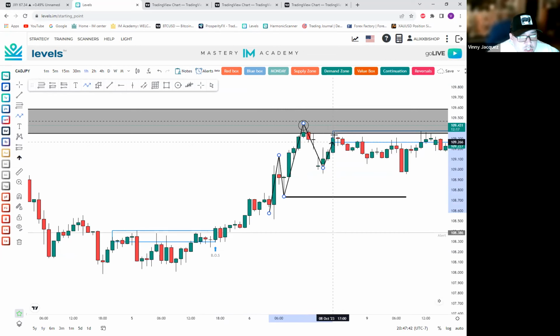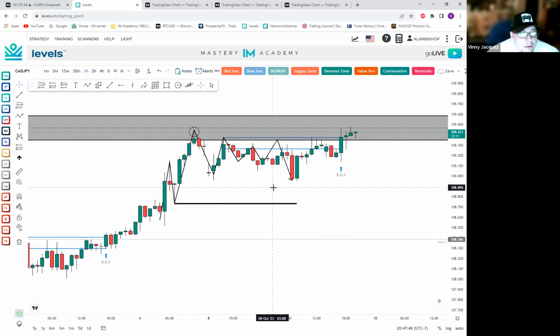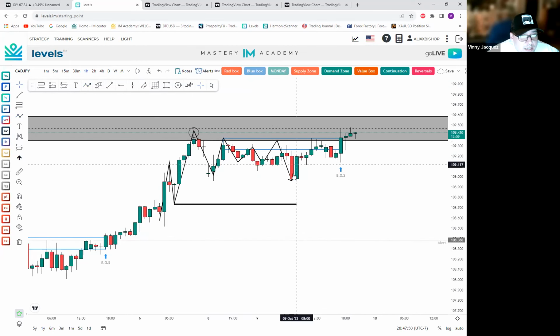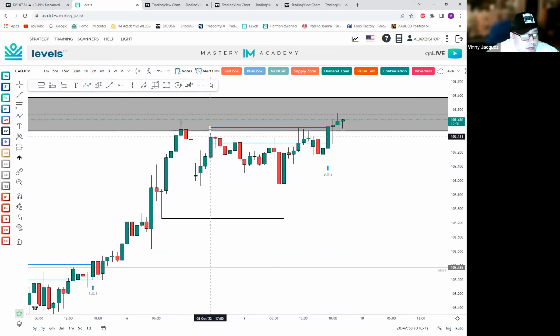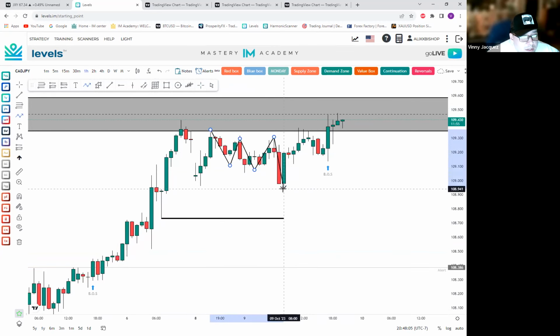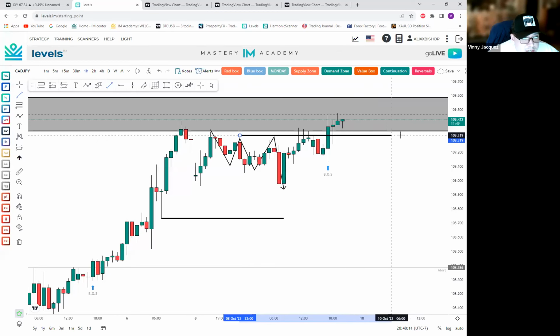So it was literally just playing around in this area, this imbalance, and then it looks like market wants to continue to the upside. So it's already giving us a possible play right now. Right? Look at how it's consolidating in this area. It swept some liquidity, and all we have to do is wait for it to break and close above, which it just did.